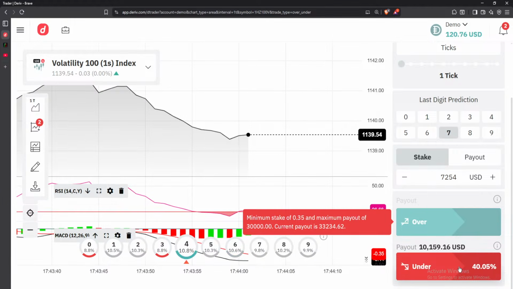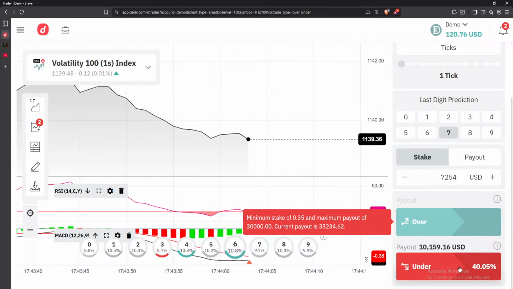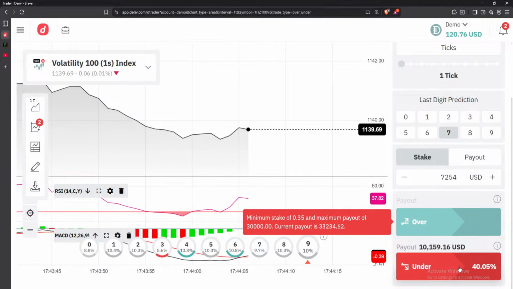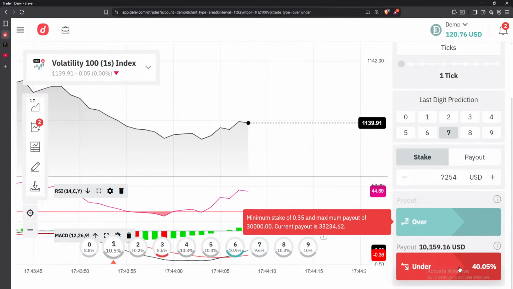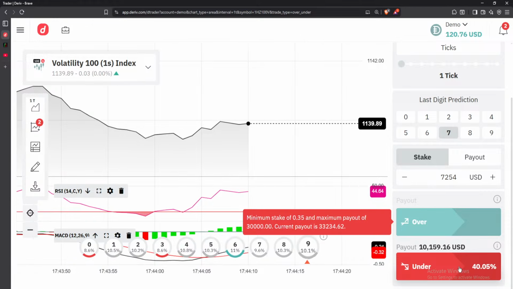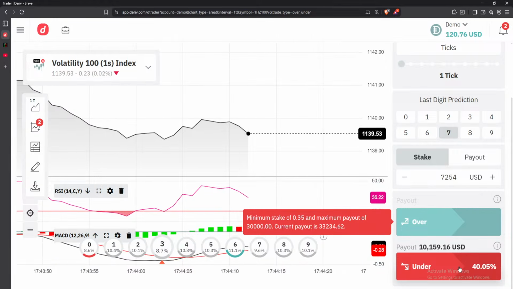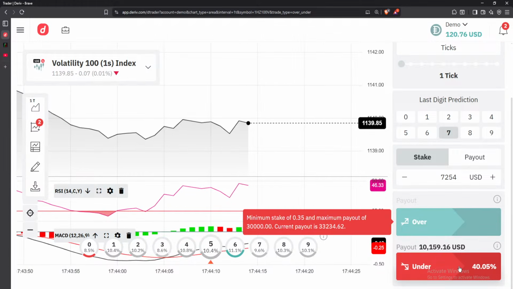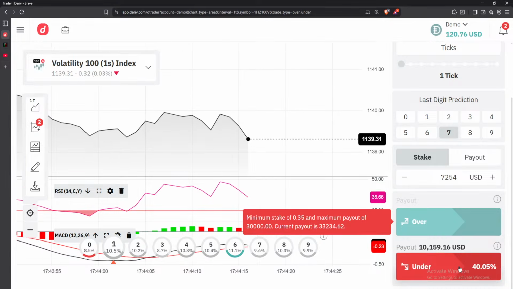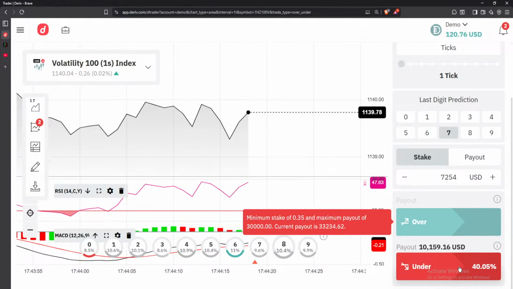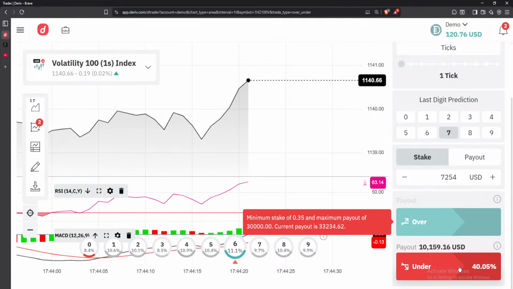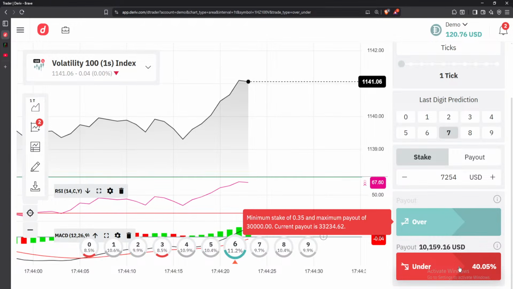Okay, but that is basically how you trade over 2 and under 7. Several videos will be coming with various examples. I've already started making some videos with examples of how you can earn trading over 2 and under 7. But guys, go try out this strategy. I'm telling you, you'll be amazed at how amazing it is.